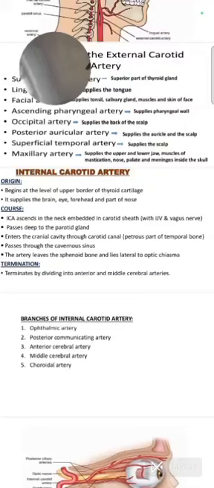The course: the internal carotid artery ascends in the neck, embedded in the carotid sheath along with the internal jugular vein and vagus nerve, and passes deep to the parotid gland. It enters into the cranial cavity through the carotid canal, in the petrous part of temporal bone. From there it passes through the cavernous sinus and then it leaves the sphenoid bone and lies lateral to optic chiasma. It terminates by dividing into anterior and middle cerebral arteries.